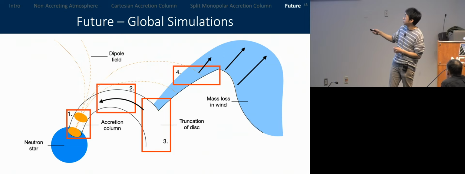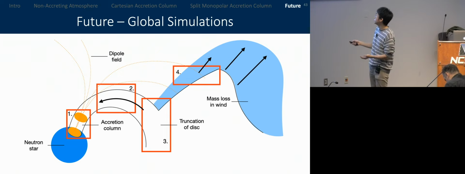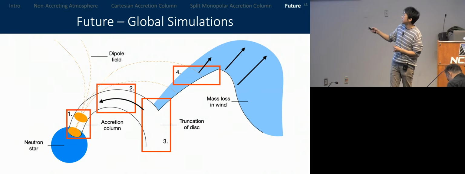So for example, if I want to simulate region 2, I just use my old simulation in region 1 as an inner boundary condition. Just keep shooting the beamed radiation and see what's the steady state it can reach by feeding the constant accretion rate.